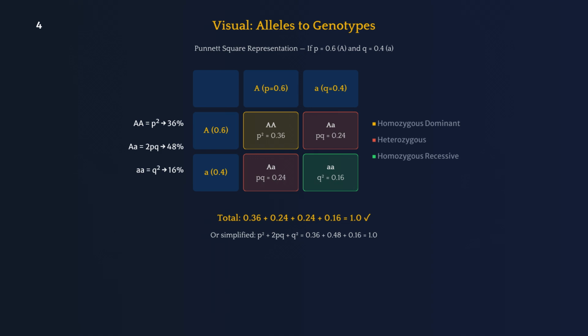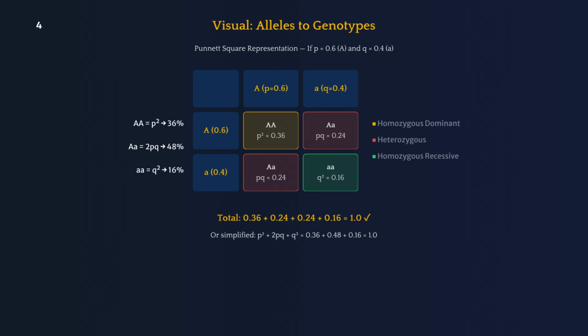First, capital A meets capital A. That gives us AA. Its frequency is 0.6 times 0.6 equals 0.36, or 36% of the population. Now, capital A meets small a. That gives us 1 capital A and 1 small a. 0.6 times 0.4 equals 0.24. But wait, the father can give capital A and mother can give small a? Or mother can give capital A and father can give small a? That happens twice. So 0.24 plus 0.24 equals 0.48, or 48%.